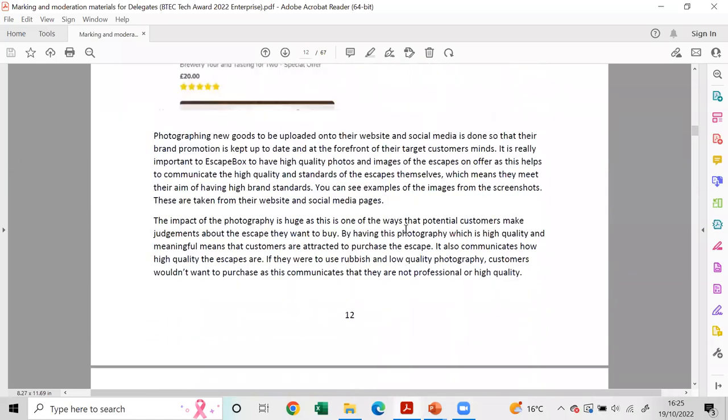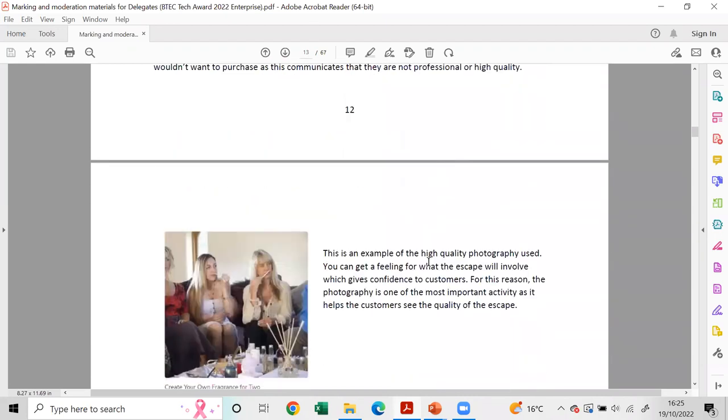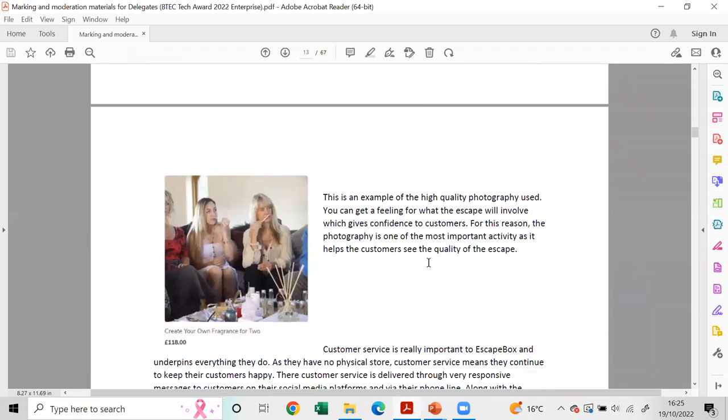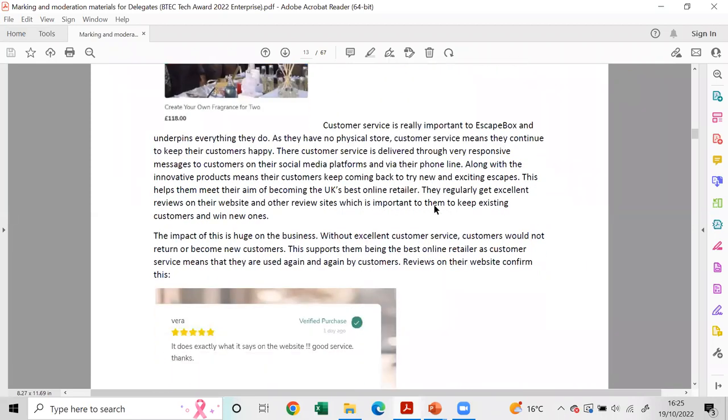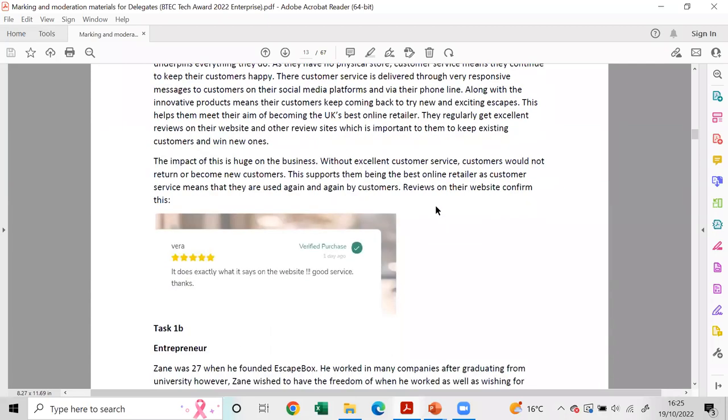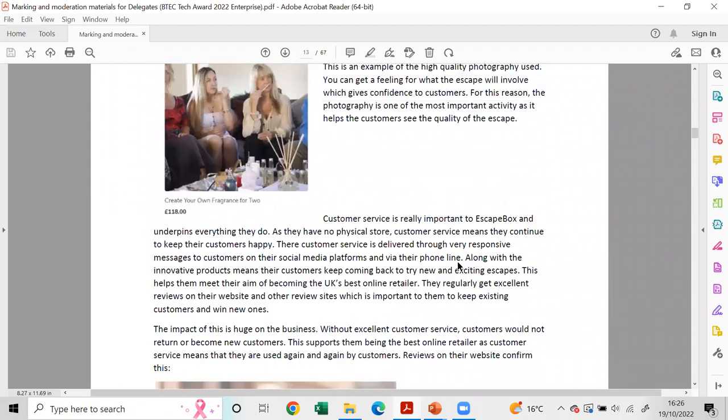Then they've looked at another activity, which is photography, what the impact of that is, why it's important for them. They've given examples of some photography they do. So there's evidence use. And again, where they reckon it fits on the importance scale. Customer service is another activity. What the impact is, what is the evidence, and so on. So they've looked at 4 main activities.